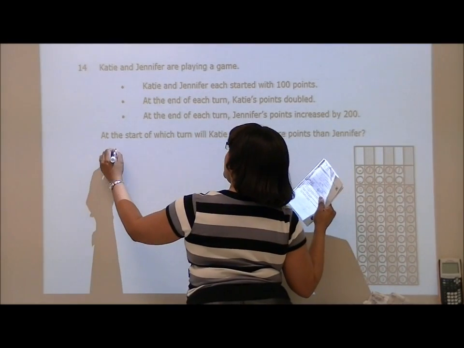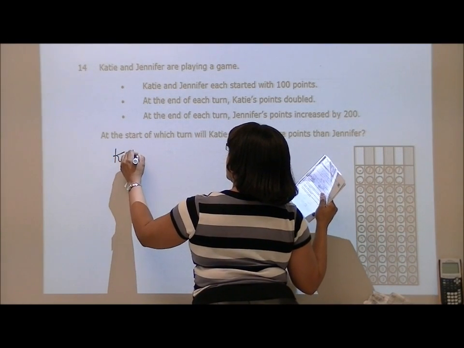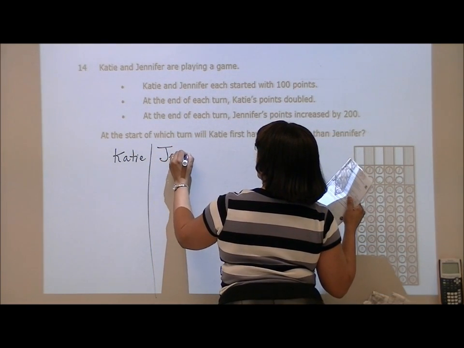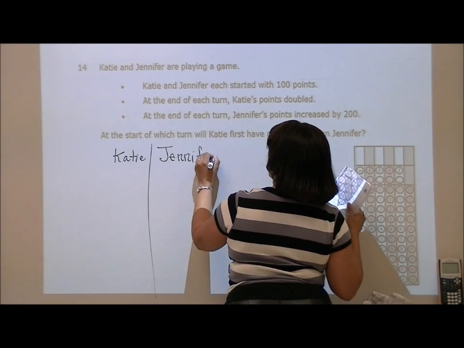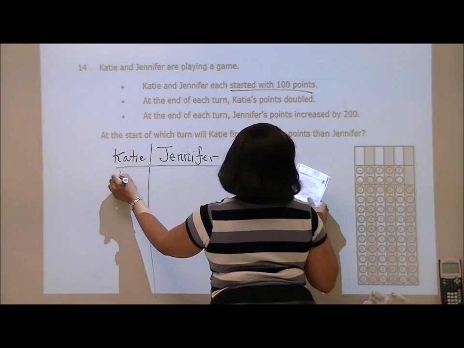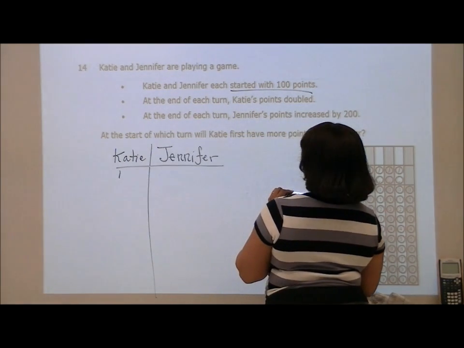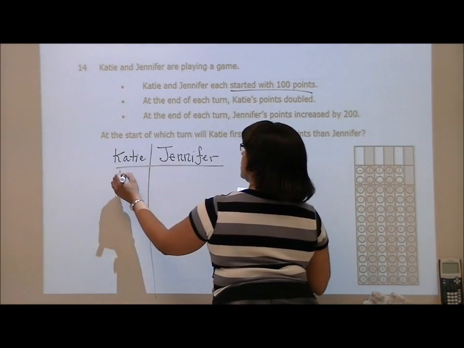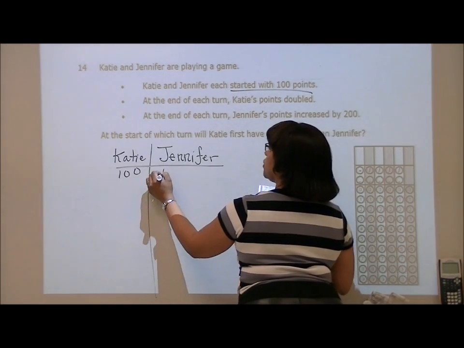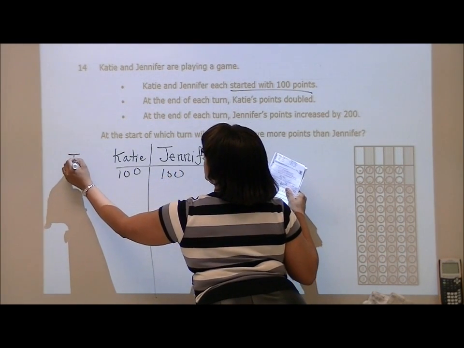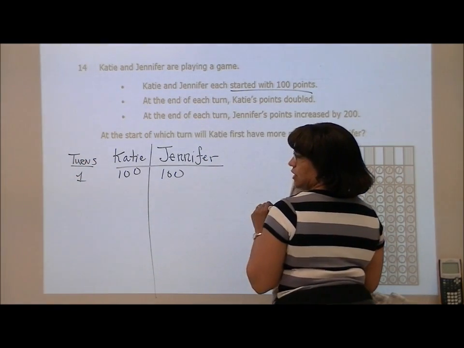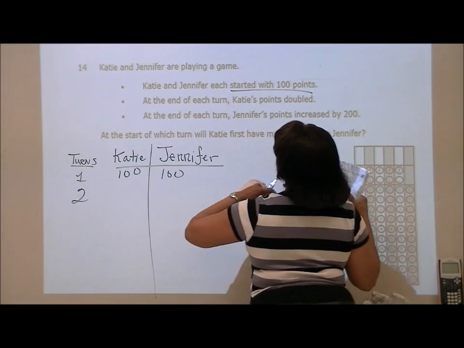So you have Katie, and you have Jennifer. They each started with 100, so this is actually pretty fun. So the way I did it, and the way I did my turns, I went ahead and put turns over here. So for turn number 1, they both had 100. Then you go to turn number 2.